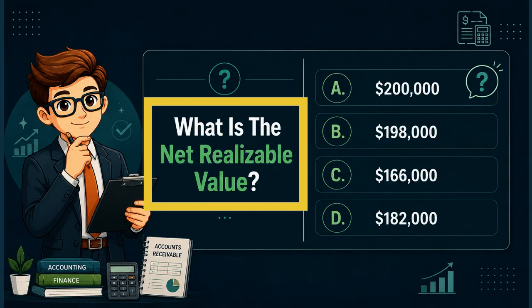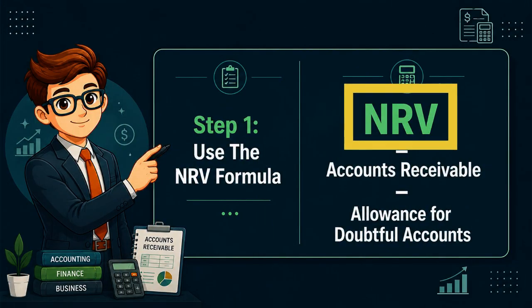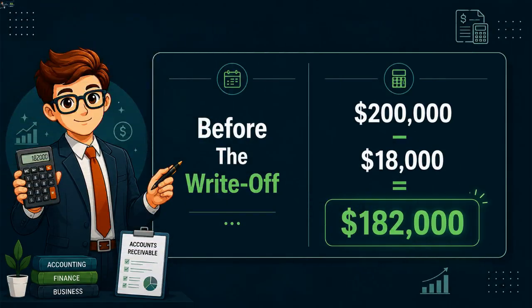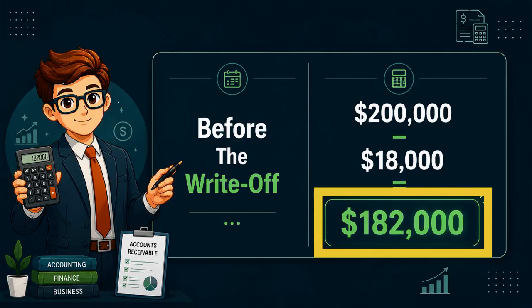Pause the video and choose your answer before we solve it. Net realizable value is calculated by subtracting the allowance account from accounts receivable. Before the write-off, net realizable value equals $182,000.